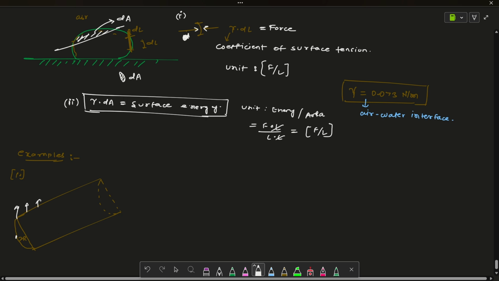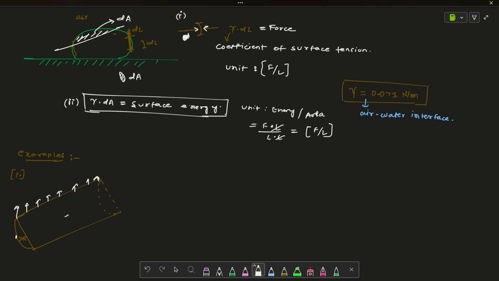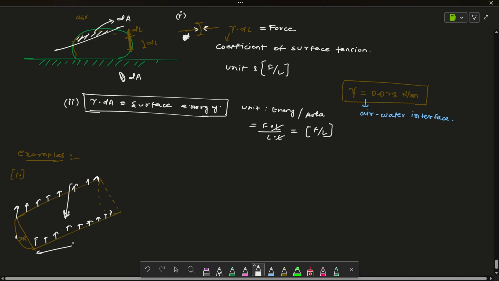So that means the force is acting in this direction, right? And some atmospheric air will also act, right? So it will act in this direction. I mean, there are two interfaces, one on that side and another on this side. Let's suppose we call the length L. Here as well the same length would be there.